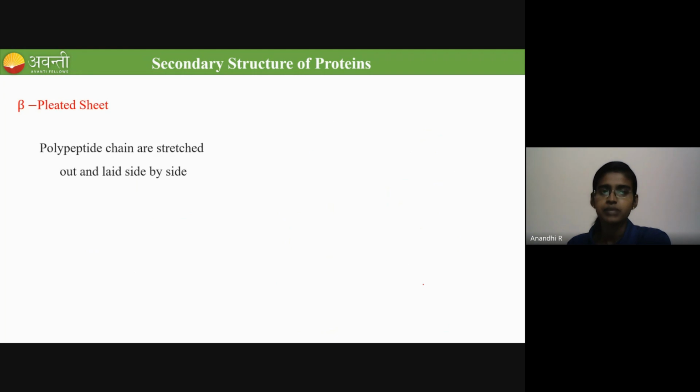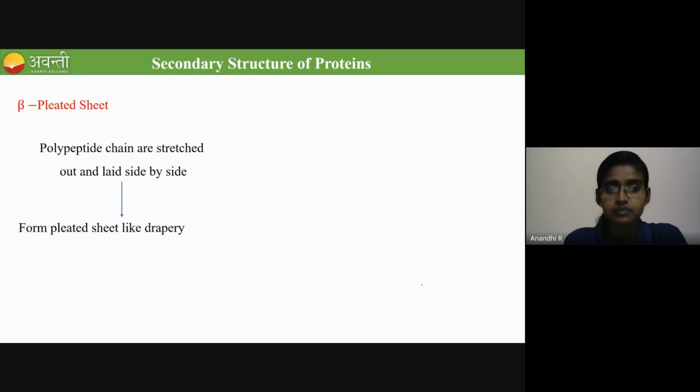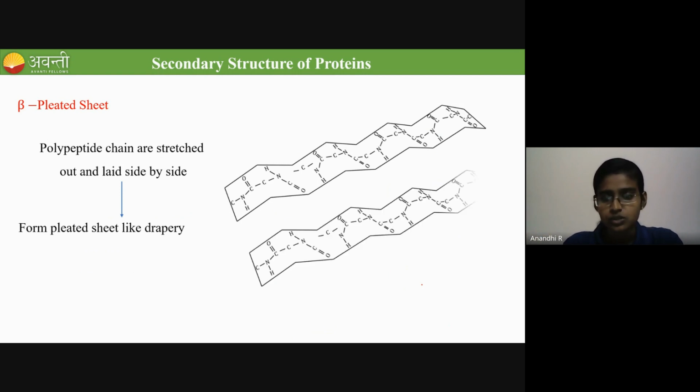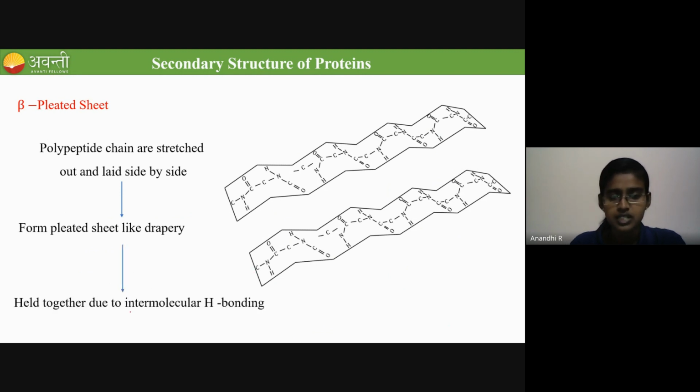Then coming to the beta pleated sheet, they are stretched out and laid side by side. They are forming pleated sheets. You all know what pleated sheets are, no? It is a folded sheet-like structure. So these are two pleated sheets, and here also the interaction is intermolecular hydrogen bonding. So the sheets are held together due to intermolecular hydrogen bonding.